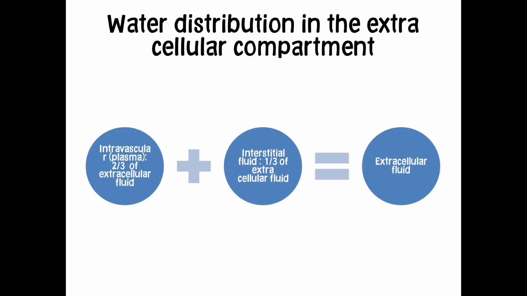Water distribution in the extracellular fluid. It should be noted that the extracellular fluid is further divided into two other compartments, which are the intravascular compartment and the interstitial compartment. The intravascular compartment, which is also known as plasma, comprises 2/3 of the extracellular fluid, while the interstitial compartment comprises 1/3 of the extracellular fluid.